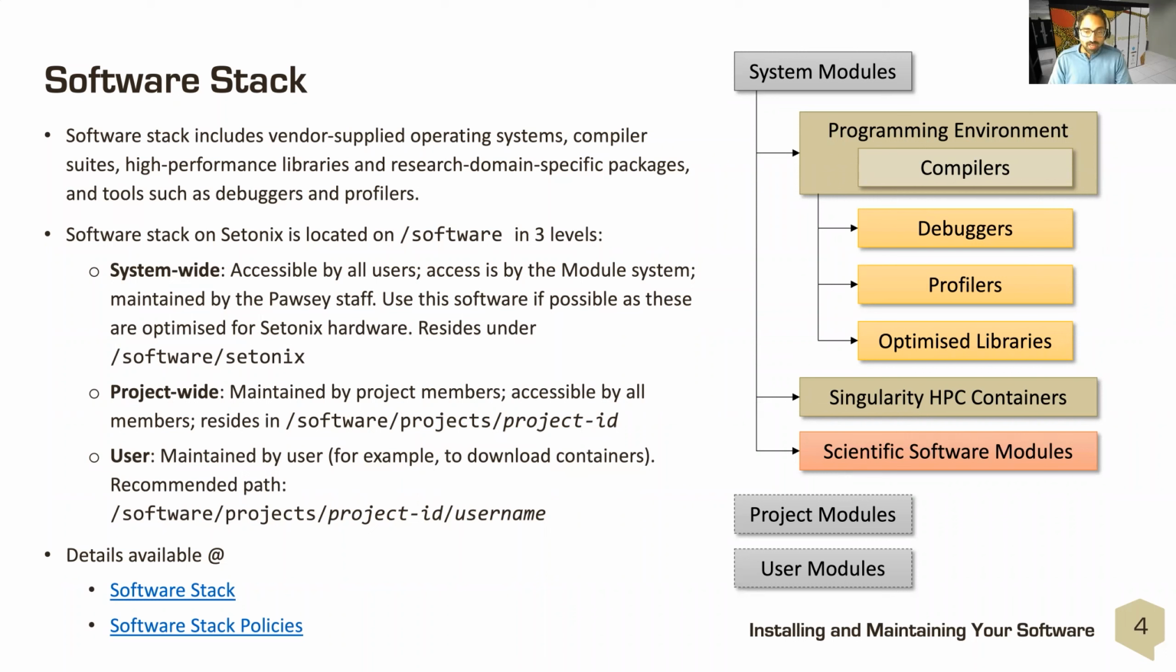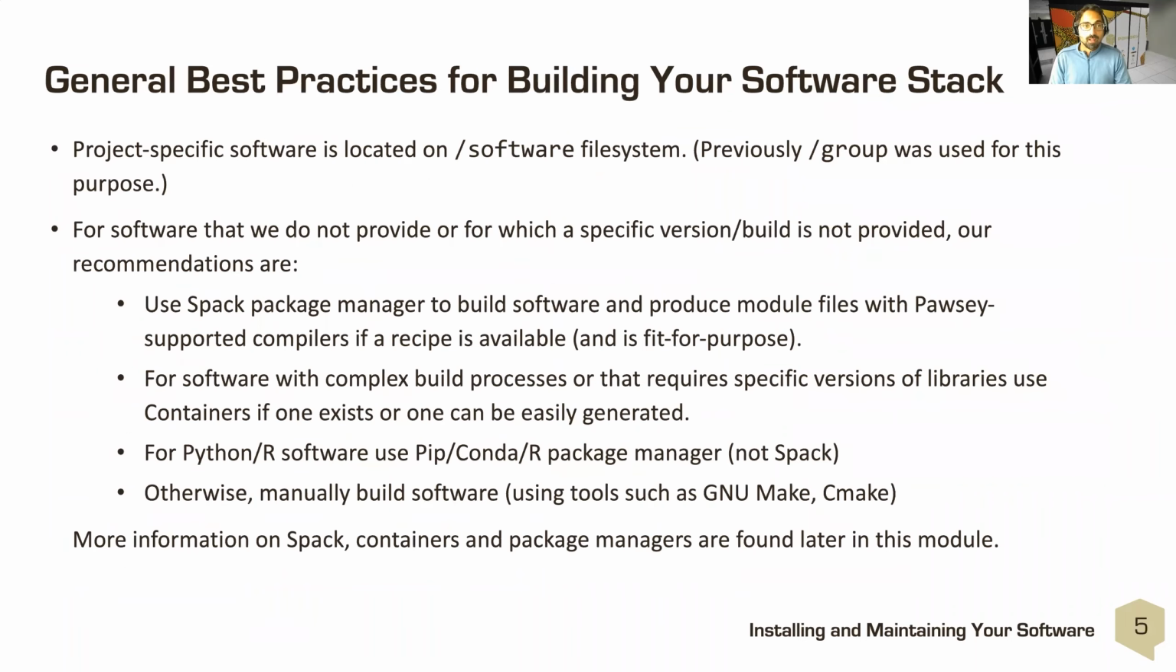The details of the software stack and software stack policies are available in the documentation. We are going to now be focusing specifically on how you build your own software. So the best practice for building your own software is, one, to locate it in the software file system. This was previously group, which was used for this purpose. Occasionally, some people used Home, but Home has a very small quota, and so should not be used to store software.